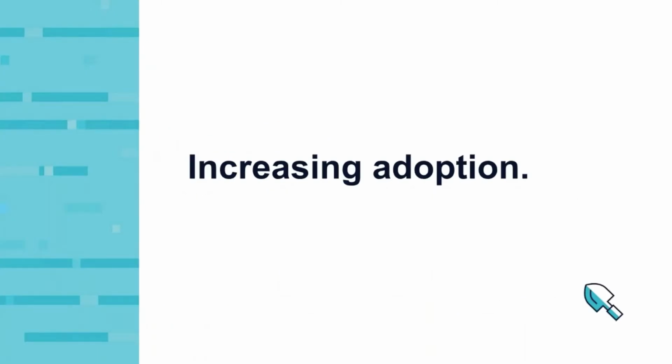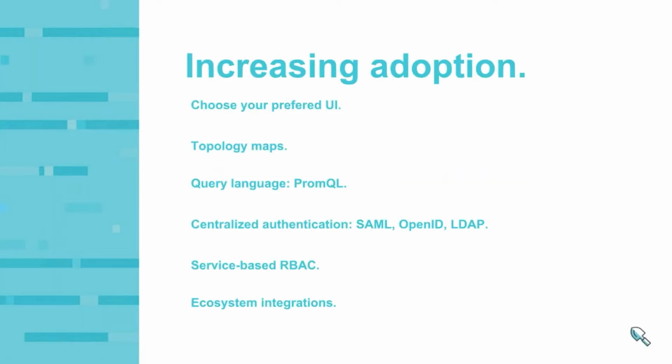The last area I want to discuss is increasing adoption. We have seen that the most technical teams start using Prometheus, but it's often a challenge to extend Prometheus usage into other teams within the organization. Let's look at some of the features that can be implemented to increase adoption across the entire organization.